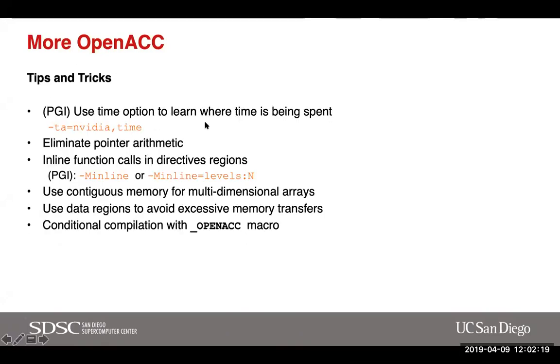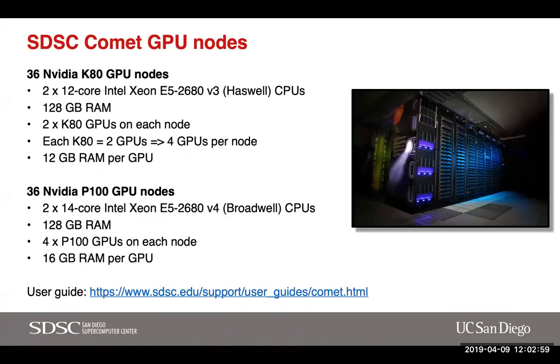A good idea is to use the time option to learn where time is being spent in your code. And you have to eliminate pointer arithmetic, otherwise the compiler cannot automatically generate kernels, because it doesn't know what you're doing in memory. It doesn't have guarantees about memory being immutable. You should inline function calls. Use contiguous memory for multidimensional arrays. That's the same for CUDA and for OpenACC code. And then use data regions to avoid excessive memory transfers. And what you can also do is use conditional compilation with the underscore OPENACC macro, depending on whether you want to generate OpenACC code or not.